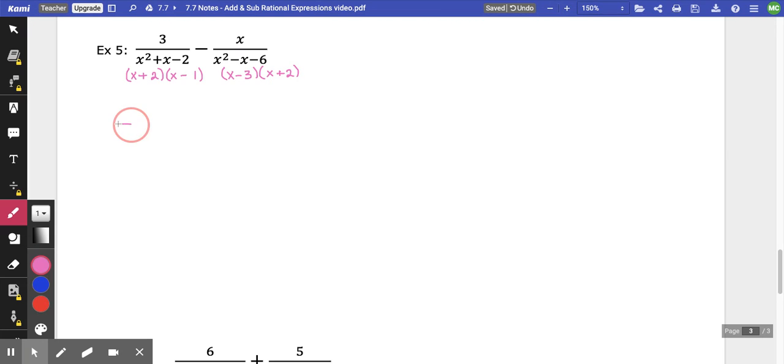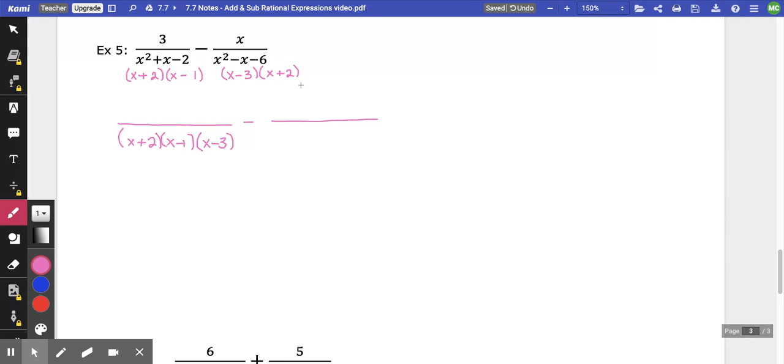Okay, so now that I've got these in their factored form, I can see that both of them have an x plus 2 in them. So I know that the least common denominator is not just going to be all of these factors put together. So I'm going to go ahead and take the first denominator and write it down. And then I'm going to look for whatever is in the second one that's not already there in the first one. So in the second one, there's an x minus 3 that did not appear in the first one. So I'm going to go ahead and write down x minus 3.